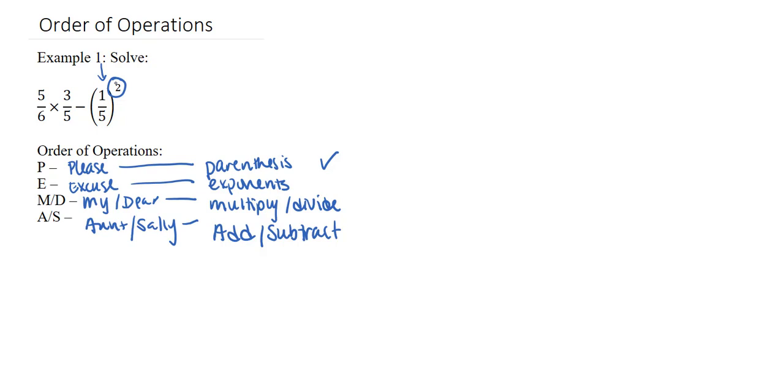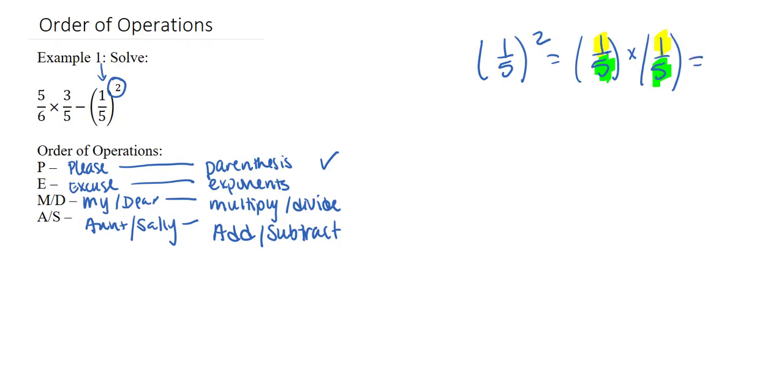Now, when we have 1/5 raised to the second power, what does that actually mean? Well, it means that we have 1/5 times 1/5. That's what that means. And so we just multiply what's on the top, 1 times 1, and we multiply what's on the bottom, 5 times 5. So what does that become? Well, 1 times 1 is 1, 5 times 5 is 25. So we get 1 over 25.